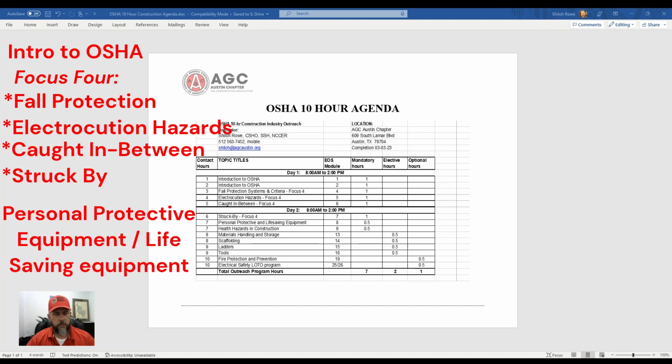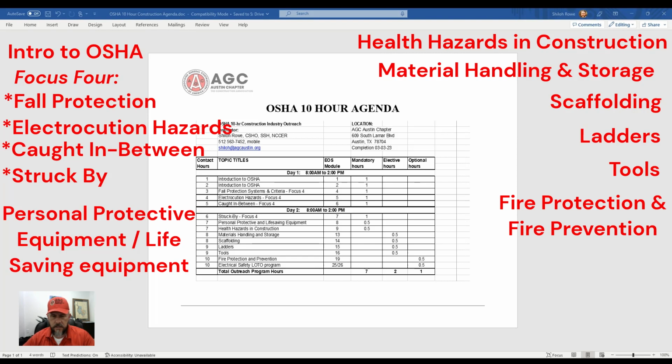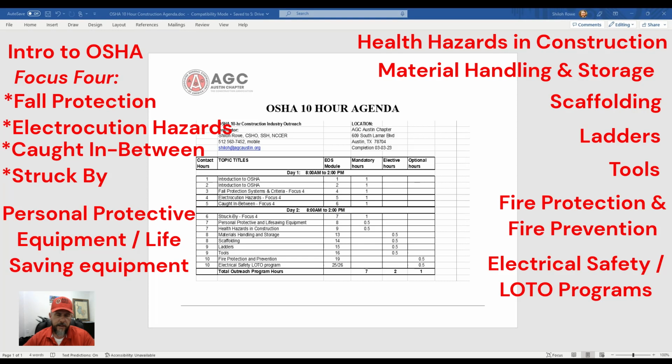We're also going to go into personal protective equipment, life-saving equipment, and the health hazards in construction. Those are things that we're going to cover under the mandatory that are part of the 10 hours of OSHA 10. Then you're going to go into your elective hours that you can pick up. Under the electives, we're looking at covering material handling and storage, scaffolding, ladders, tools, fire protection, fire prevention, and they're also going to cover, as a refresh and a final note, electrical safety and our lockout tagout programs.